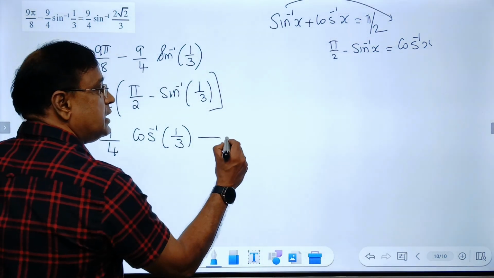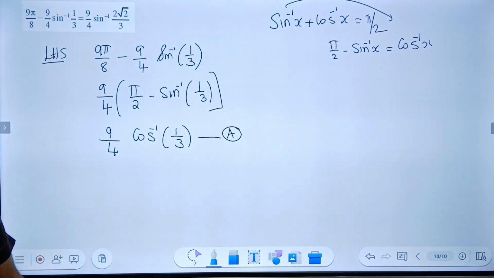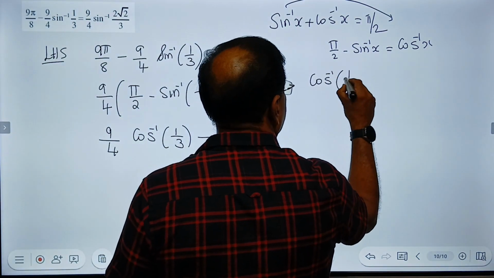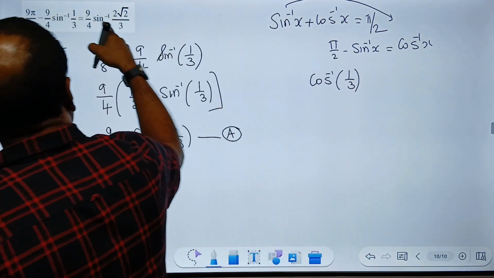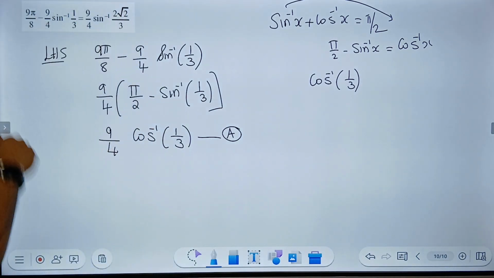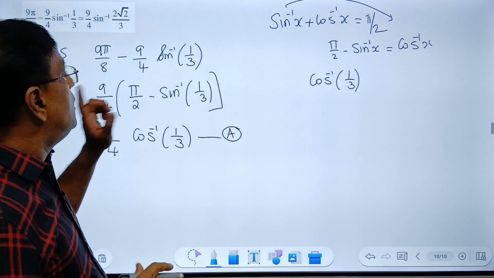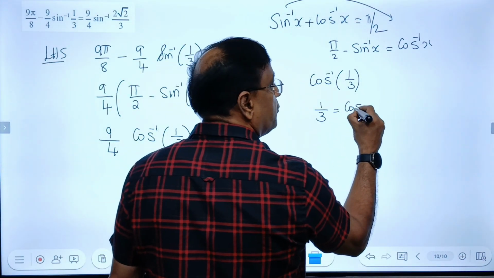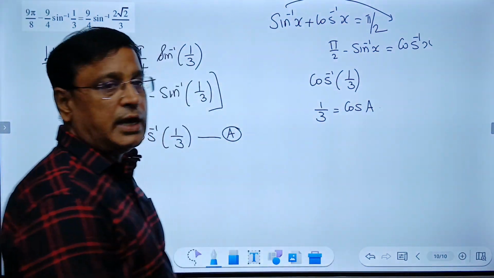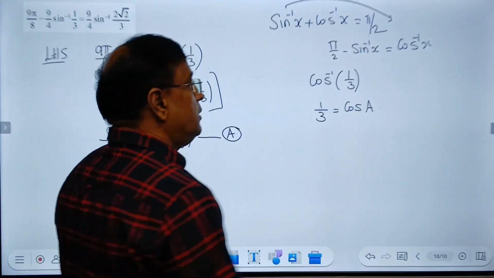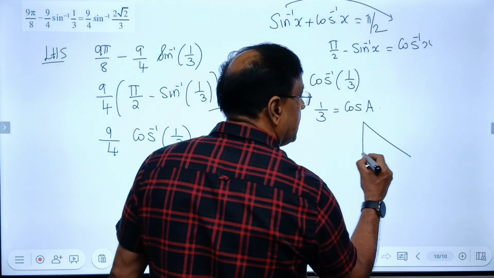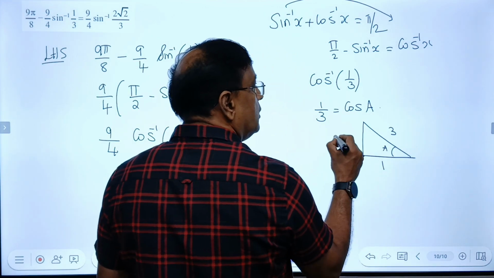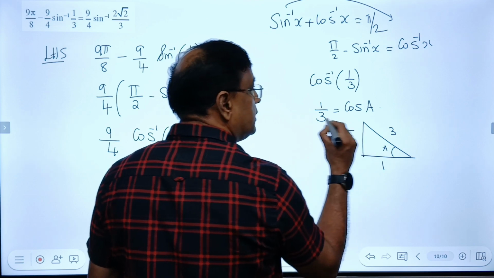Pi by 2 minus sine inverse of 1 by 3 is cos inverse of 1 by 3. I call this as, say, some a. I'll just leave it there. Now what I will do, I will take this cos inverse of 1 by 3 and I want to prove that it is nothing but sine inverse of 2 root 2 by 3. Very simple. What do you do? Take 1 by 3 as cos a. Okay. Then draw a triangle. Now what is cos a? Adjacent by hypotenuse. So by Pythagoras theorem, this will be root 8.